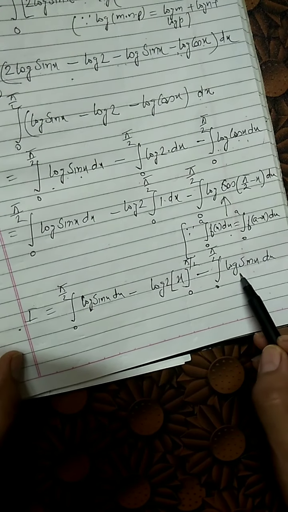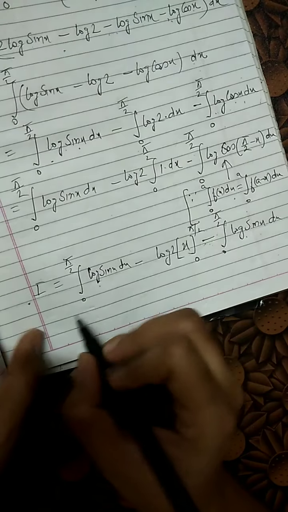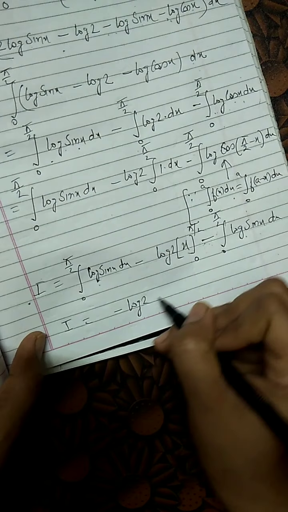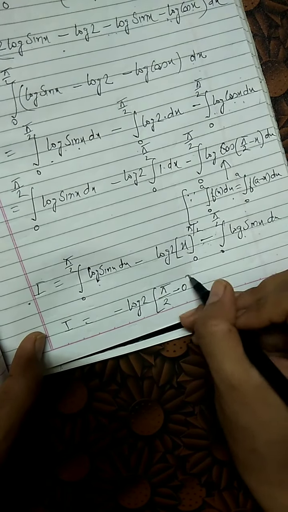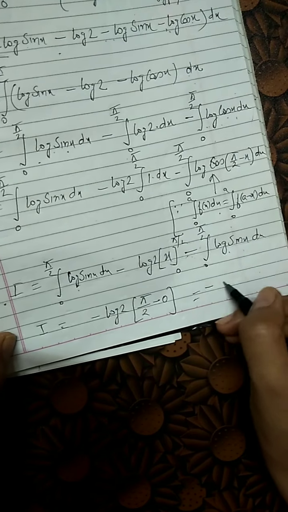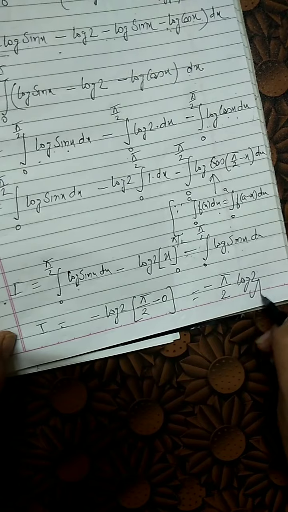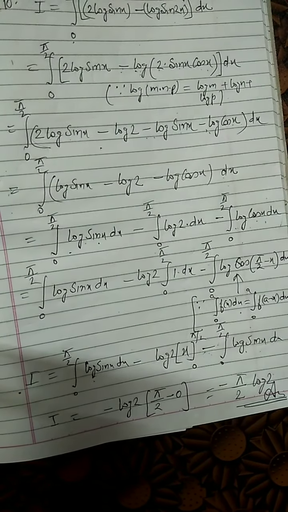Now the first integral and the last integral are both the same, minus sign is there, so they will get cancelled, and our integral is becoming minus log 2, and here when we are applying the limits, 0 to pi by 2, our answer will be minus pi by 2 log 2. This will be our answer. So it's quite a straightforward sum.